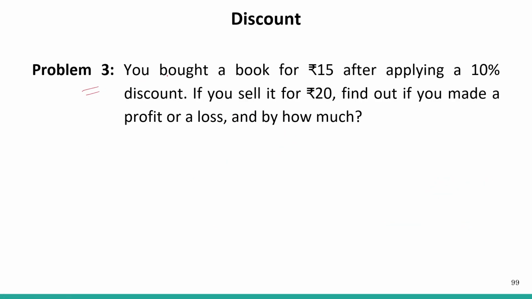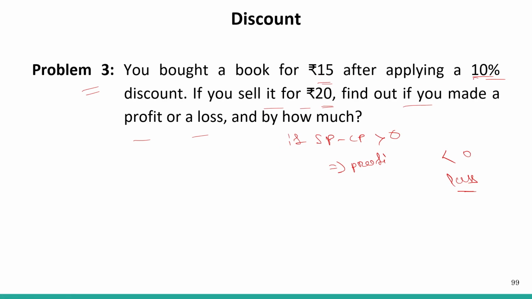So let's see problem number 3. You bought a book for 15 rupees after applying a 10% discount and you sell it for 20 rupees. Find out if you made a profit or loss. If SP minus CP is greater than 0, this implies profit, and if it is less than 0, then loss. So let's see. You sell it for 20, and you got it for 15.